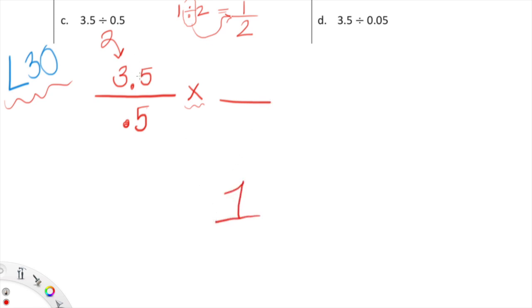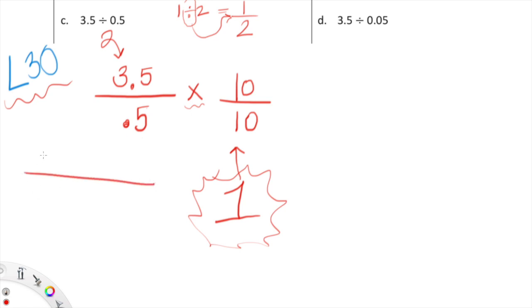If I multiply 3.5 divided by 5/10 by 1, it's not going to change the value at all. But we're going to be kind of tricky, and we're going to multiply it by some fancy version of 1 so that these digits will shift out of decimal land. Here's how we're going to do that. I'm going to multiply 3.5 divided by 0.5 by 10 over 10. Here is why.